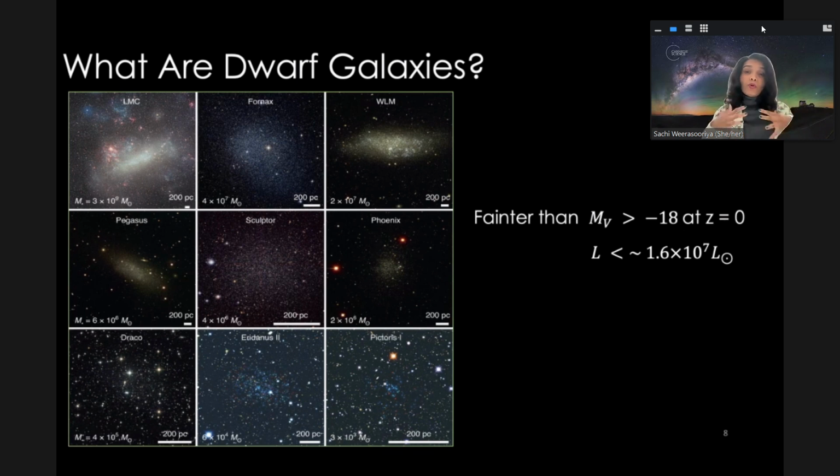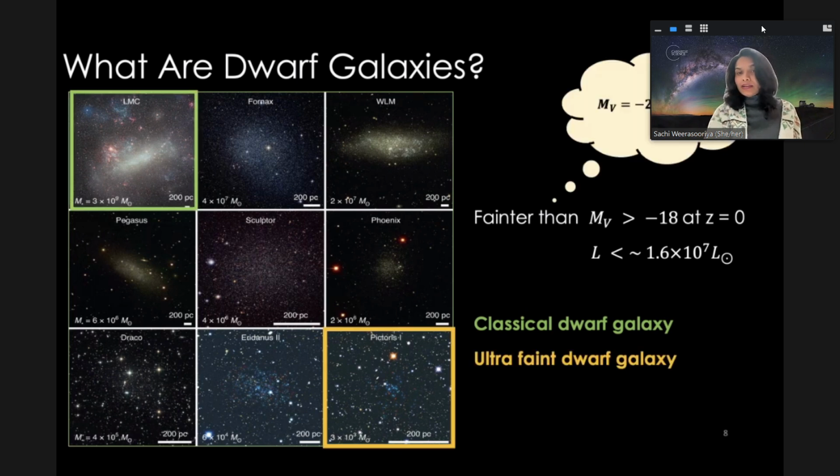Now this is usually less than 10 to the 7 solar luminosities. So 10 to the 7 the brightness of the sun. And we can see many classical dwarf galaxies around our galaxy, Milky Way. And this brightness, or the absolute V-band magnitude, scales as minus 2.5 log of the luminosity of a certain galaxy.